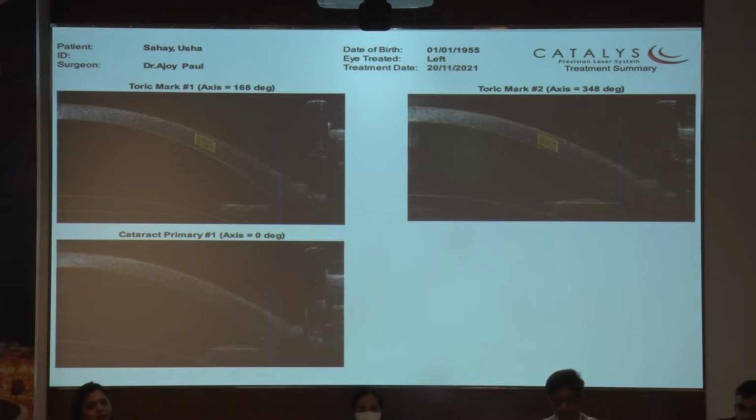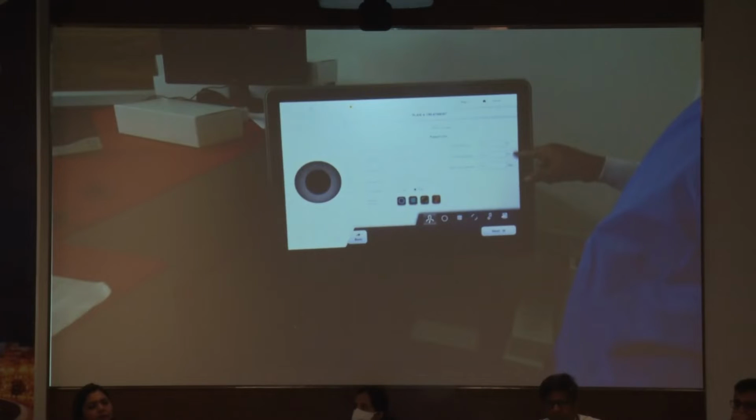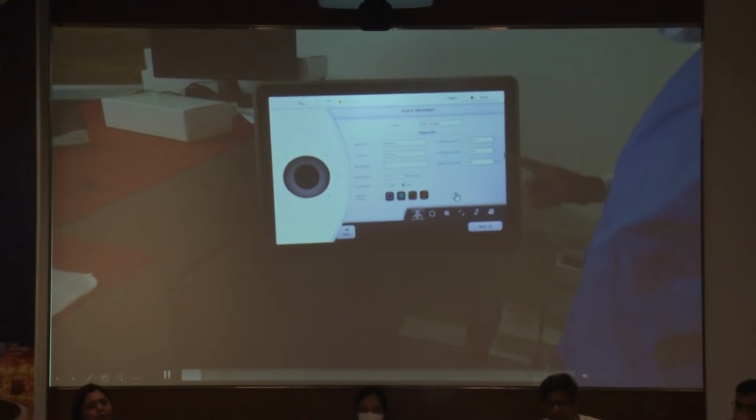This is the femtolaser assisted intrastromal arcuate incisions. As you can see, these are what we used to do, opening the anterior end, but we have stopped doing that because of various complaints. So now look at this. This is what we are talking about.